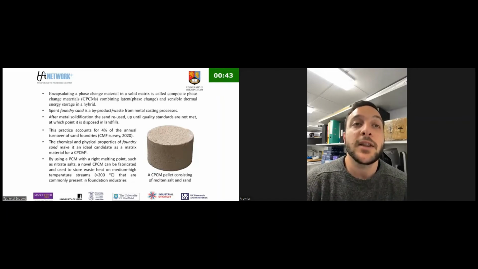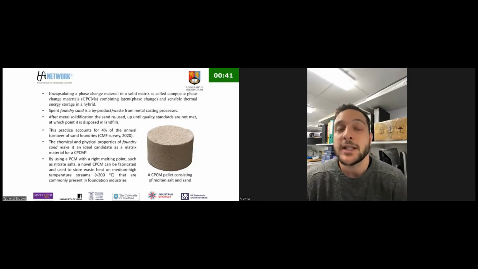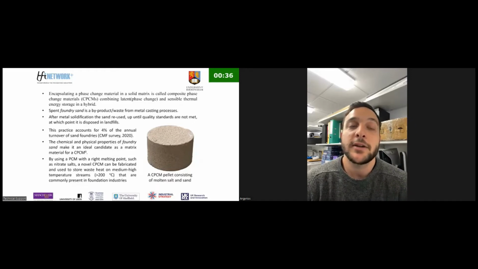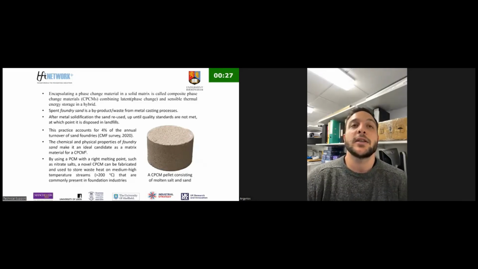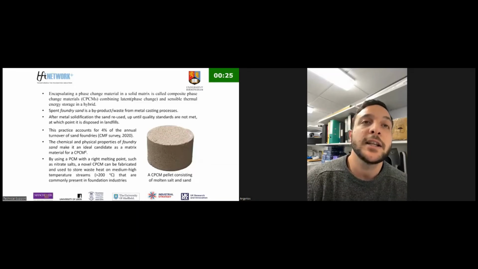Depending on the PCM, in our case a molten nitrate salt, the melting point is between 200 and 350 degrees, depending on the exact composition. So our material is targeted to medium-high temperature applications. And the setup would look like in the next slide.